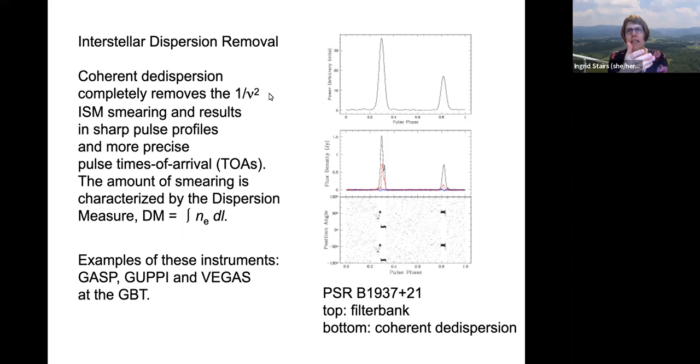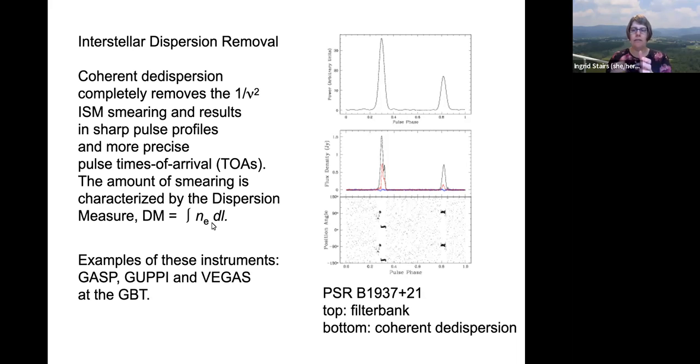So the amount of the delay is proportional to the dispersion measure, which is basically just the column density of electrons between the Earth and the pulsar. That can change a little bit over time, which is something we have to account for. But basically, the changes are part in 10 to the 4, something like that, over time. So mostly, the DM that we use for observing can be considered well known.